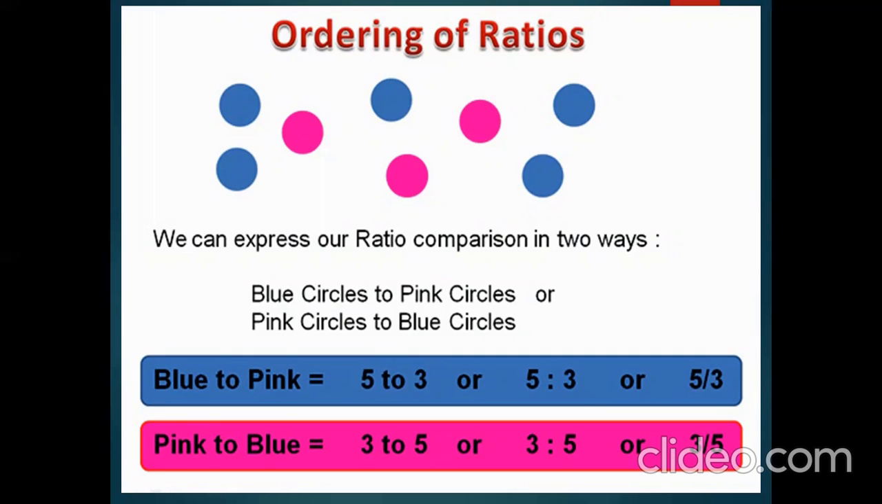This is a simplified form, so there is no need to solve it further. And for pink to blue, you have to write the number of pink circles first. As you can see, there are 3 pink circles. Then we have to write 3 first, 3 to 5, or 3 colon 5, or 3 over 5.